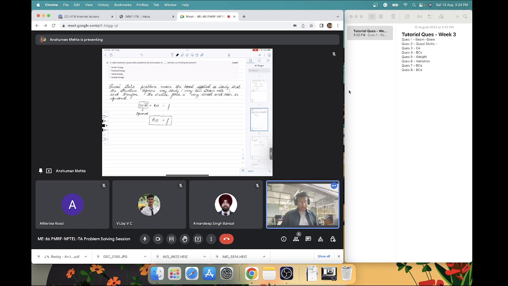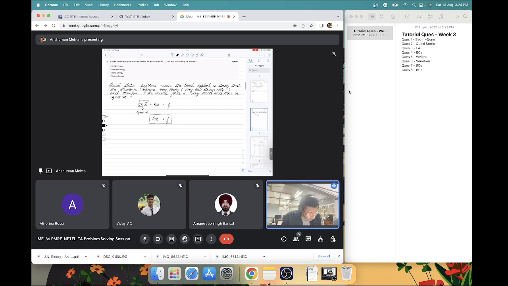Any doubt on this? What is a quasi-static problem? So this is called a dynamic problem, and the actual static problem is kx equal to f. So what we do, so this is a transition which is called a quasi-static problem.